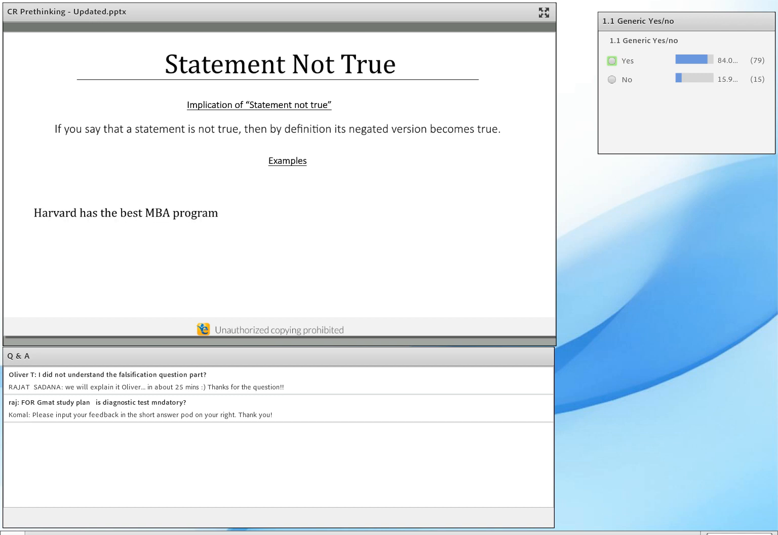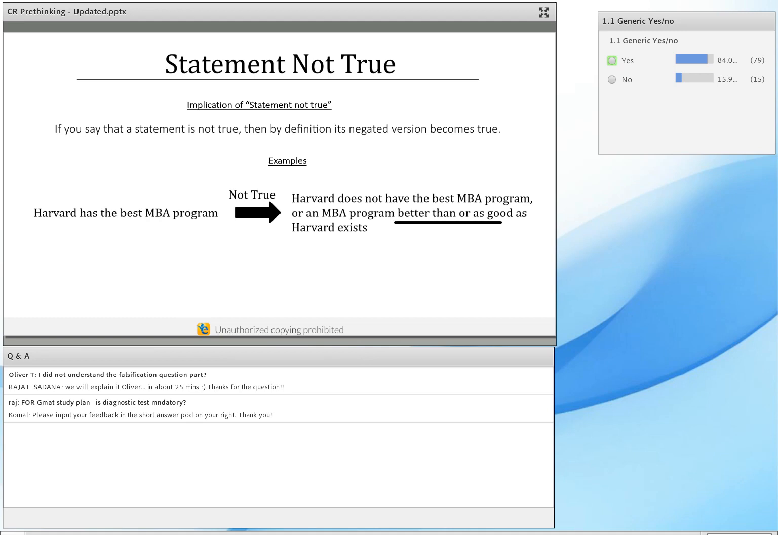Let's take an example. When you say Harvard has the best MBA program, and someone says, hey, that's not true, what you're implicitly saying is that Harvard does not have the best MBA program, or that an MBA program better than or as good as Harvard exists. Is that not true? When you say this statement is not true, you're implicitly also making this claim over here, right? And what is this claim? This is nothing but the negated version of that statement.